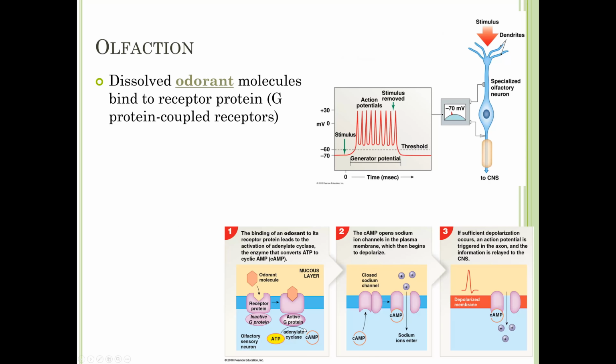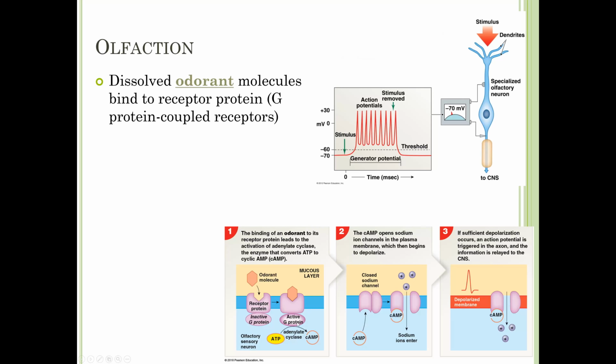All right, so let's see how the process of olfaction actually works. It all starts with the dissolving of an odorant molecule into the mucus layer. If we look down here at this image at the bottom of the slide, our odorant molecule is this little hexagon here, and it is binding to a receptor protein in the membrane. Again, this receptor protein is embedded in the membrane of these little cilia that make up the dendrites. And these receptor proteins are what we call G-protein coupled receptors.